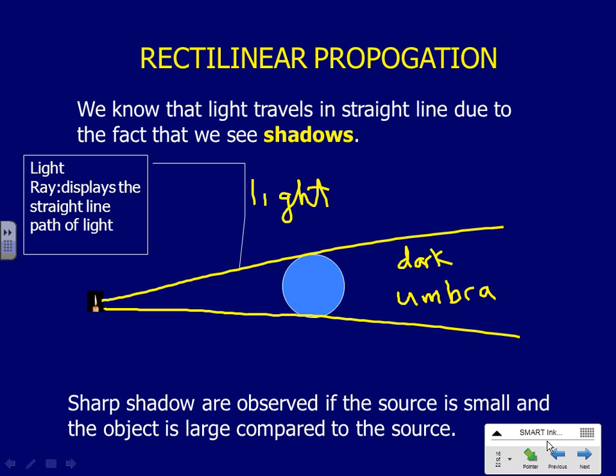Sharp shadows are observed if the source is small and the object is large compared to the source. Now notice I said large compared to the source. Again, my hand way back here, that source is way over there. It's so small. My hand, pretty big.